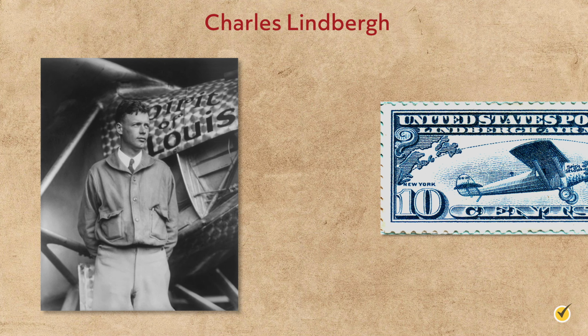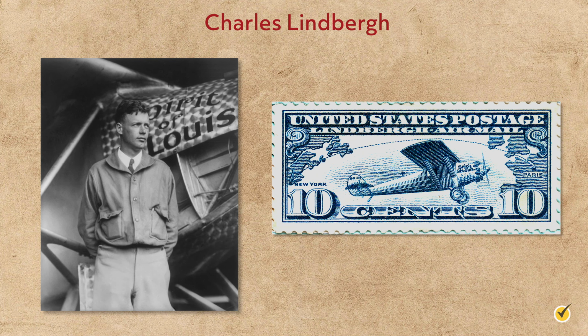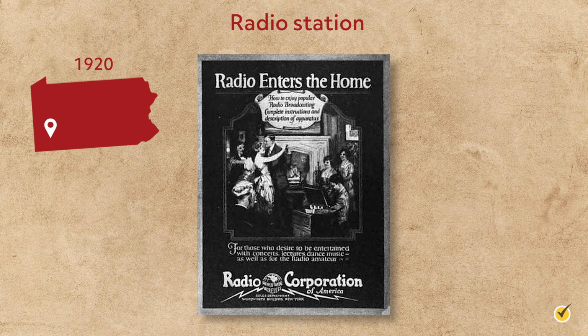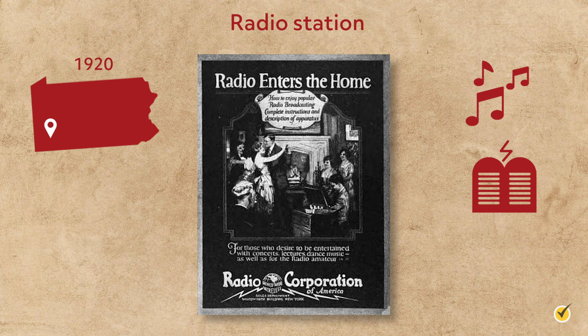Charles Lindbergh's daring solo flight across the Atlantic from Long Island to Paris in 1927 made him a national hero. The first radio station with regular programming was established in Pittsburgh in 1920. And by the winter of 1921, virtually every middle-class American home had a set installed. The new medium allowed the broadcast of music, church sermons, and sporting events across the nation.